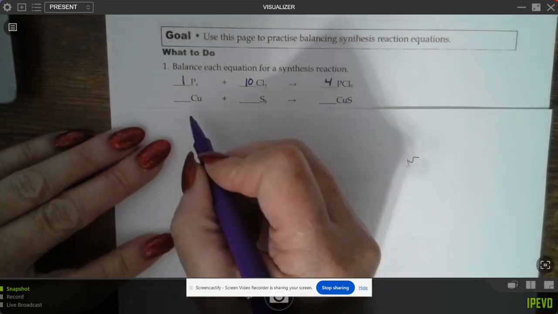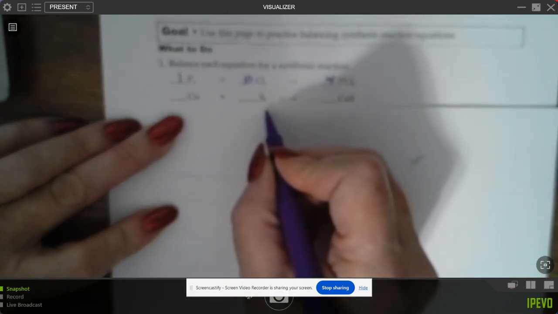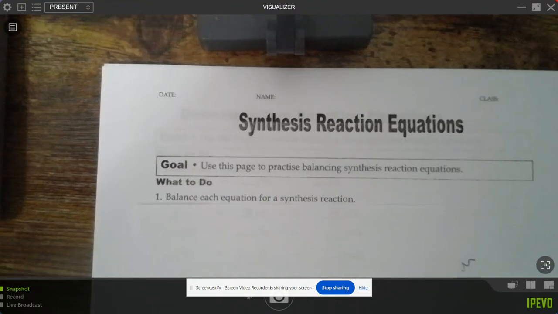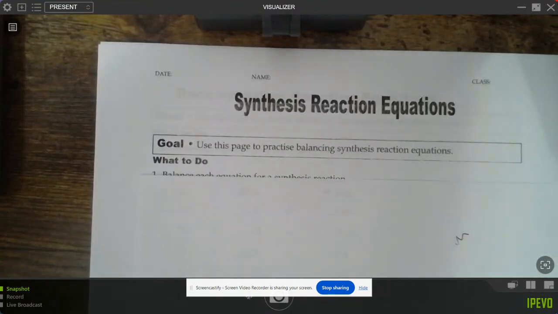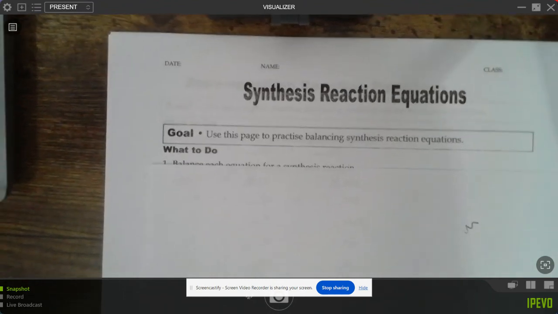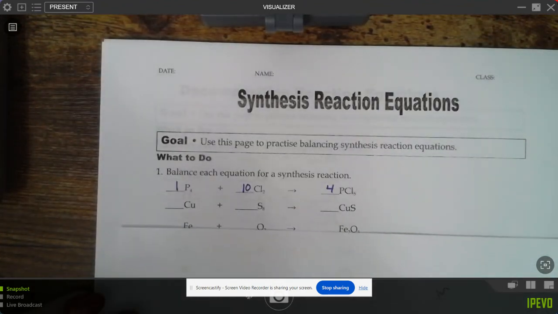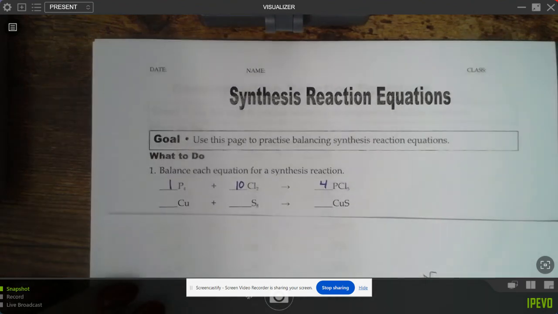All right. So here we have copper plus. What in the world is going on with this thing today? All right. Sorry about that. I've been doing this for days and not had this issue, and all of a sudden.